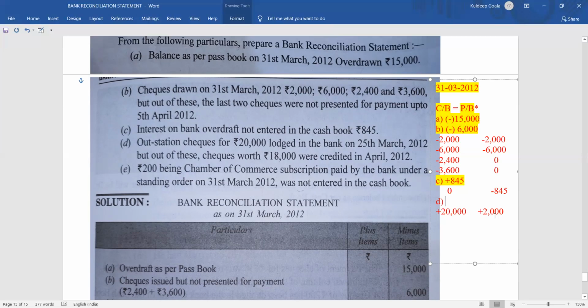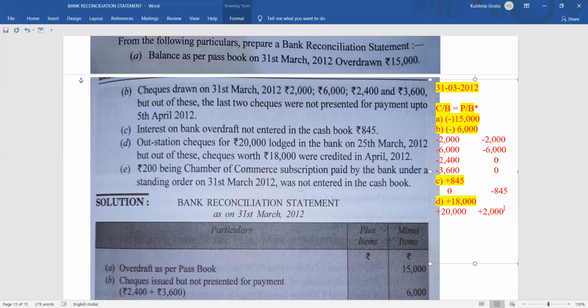The cash book is 20,000, the passbook is 2,000. So to make both the same, what do we have to do? Plus 18,000 in the passbook. Now both the sides are same, plus 20,000, plus 20,000. Okay, both the sides are same.